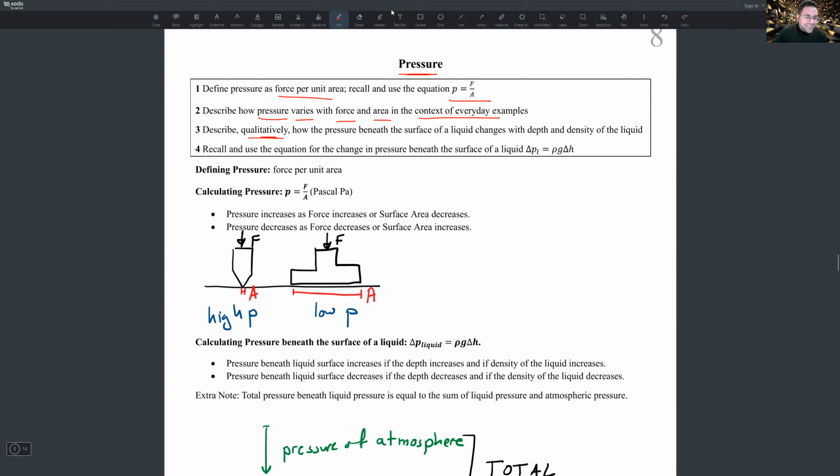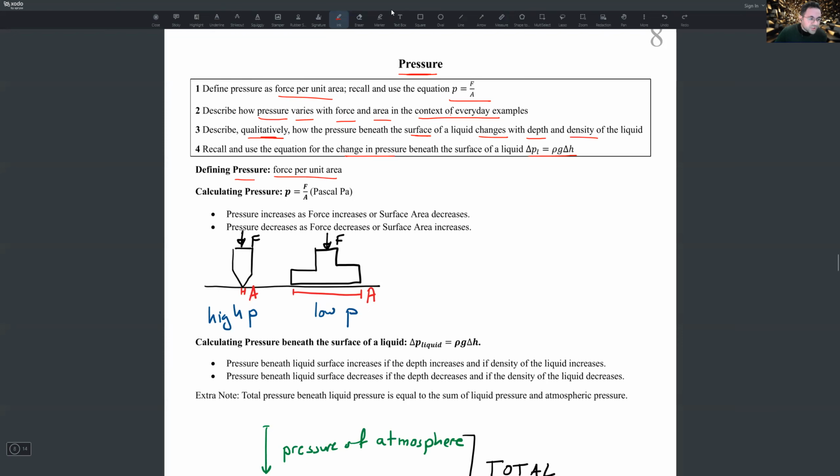Describe qualitatively how the pressure beneath the surface of a liquid changes with depth and density. You should be able to talk about how the pressure under a liquid changes based on how deep you are in the liquid itself. Recall and use the equation for the change in pressure beneath the surface of a liquid: pressure of a liquid equals rho g h. We'll talk about that as well. So we're going to calculate liquid pressure. But let's talk about pressure first.